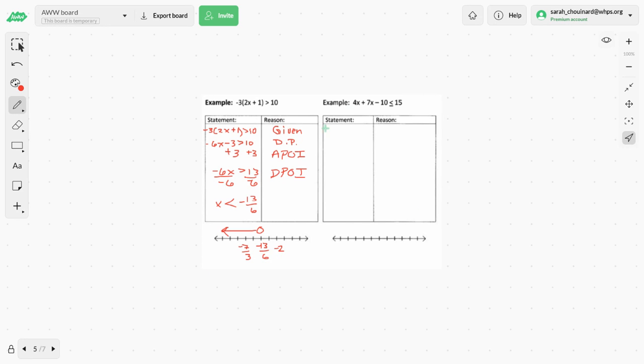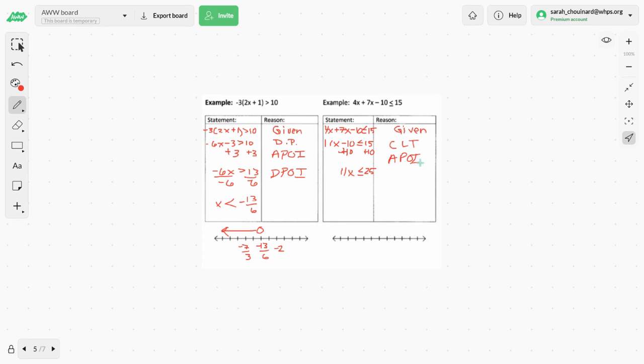So for the next one, I've got my given: 4x plus 7x minus 10 less than or equal to 15. My justification is that was given. I'm going to combine my like terms. So I get 11x minus 10 is less than or equal to 15. The justification there is combining like terms. I've got to isolate the x, so I'm going to add 10 to both sides. That gives me 11x is less than or equal to 25.